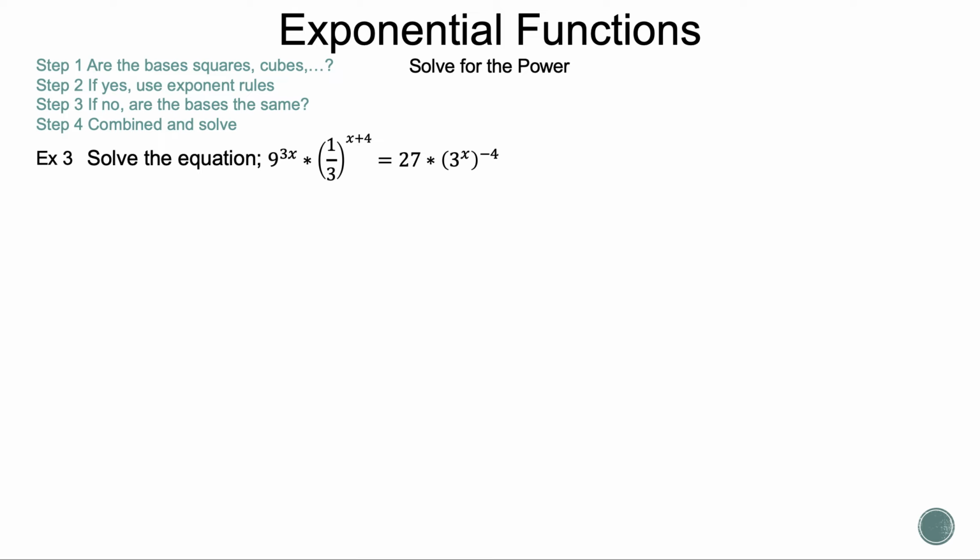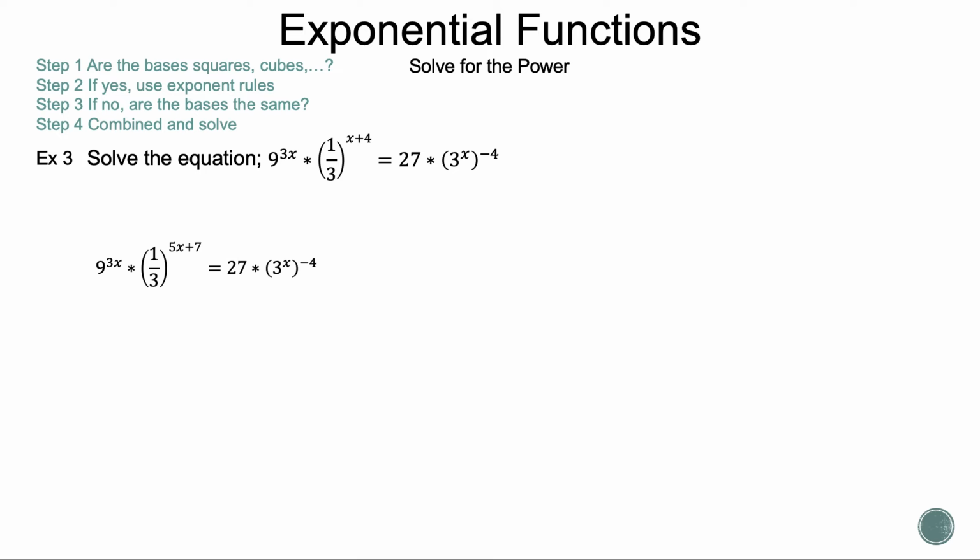Let's move on to example 3. Now let's read the question. Solve the equation 9 raised to the power of 3x times 1/3 raised to the power of x plus 4 is equal to 27 times 3 to the x raised to the power of negative 4. Let's write down the given so we can show our work.